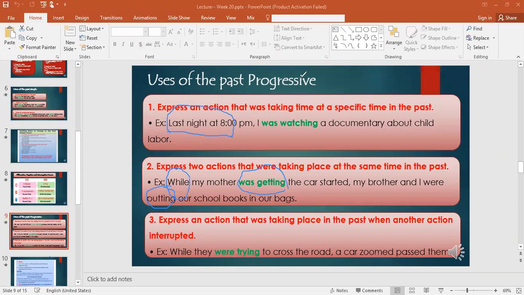Zahra: While my dad was washing the car, I was helping my mom wash the dishes. Very good. So two actions happening at the same place. And as you can see, these two actions are happening at the same time, so we use the past progressive.